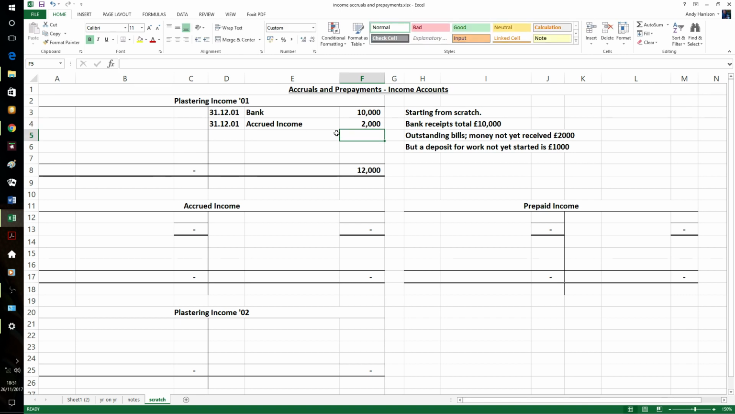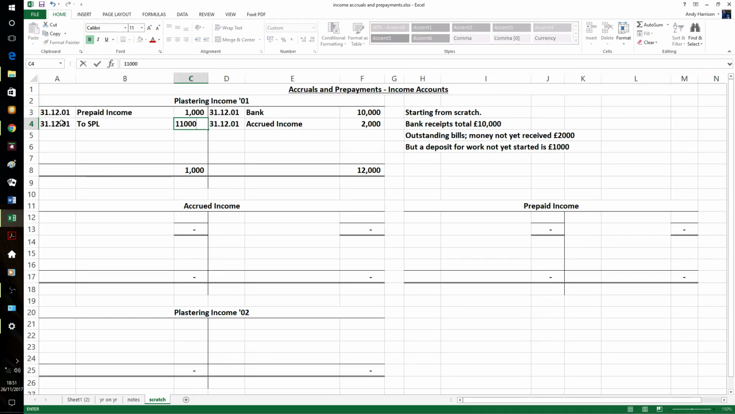and they also knew that somebody had given them a deposit. They hadn't started the work, so of that £10,000, some of it is next year's earnings. So with that done, we can work out how much is going off to the statement of profit and loss, credit the statement of profit and loss, because it's income, it just isn't sales.